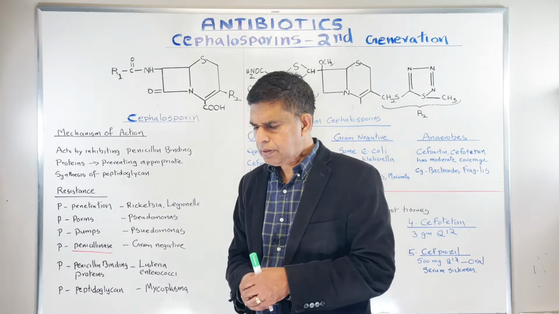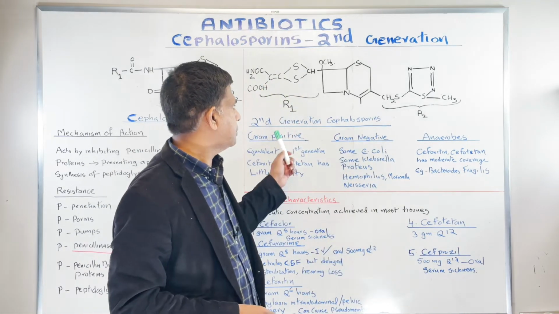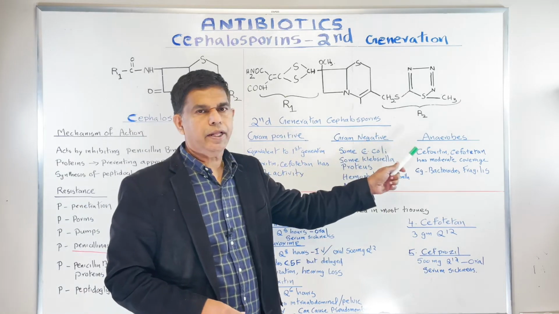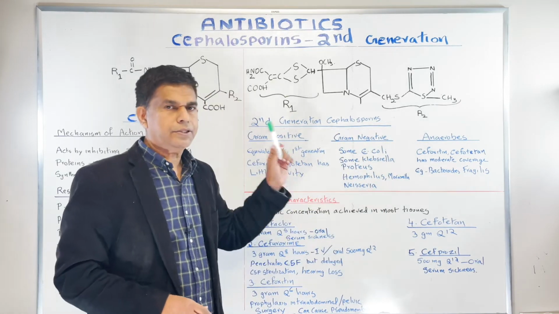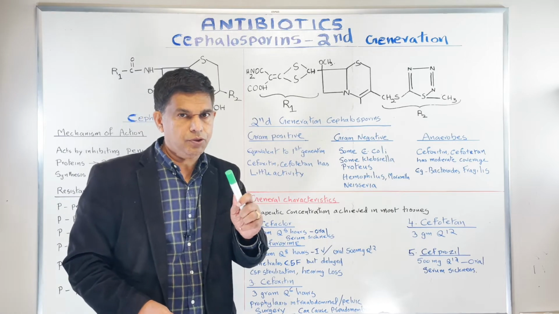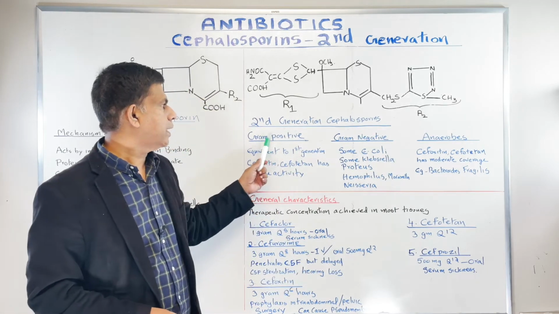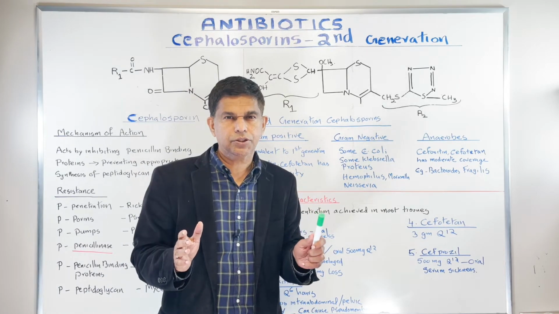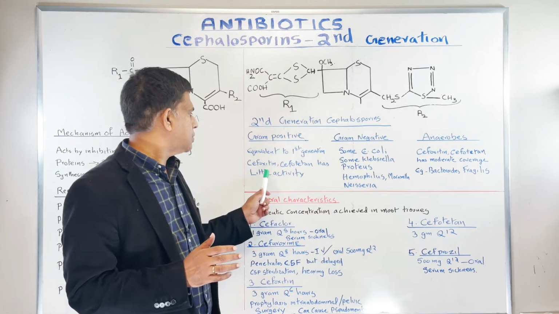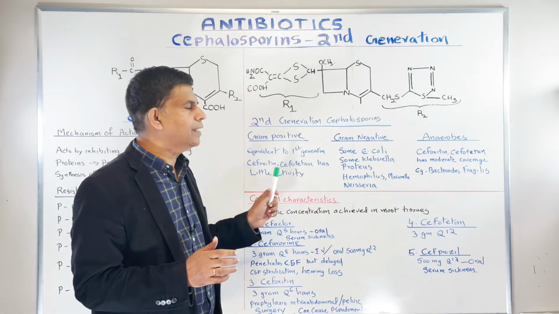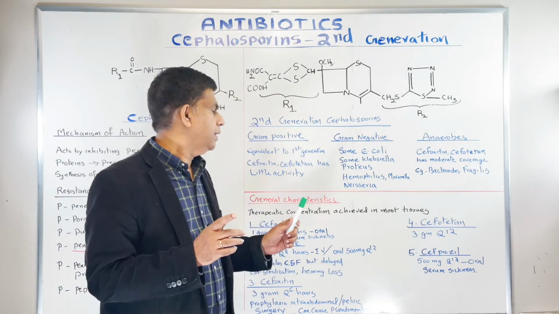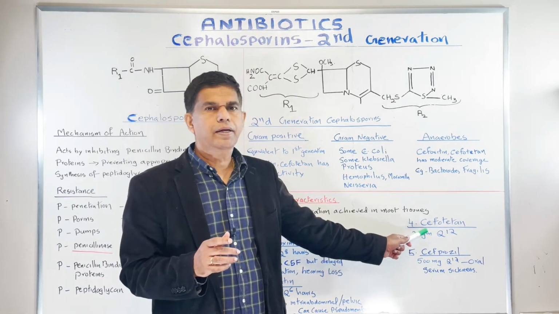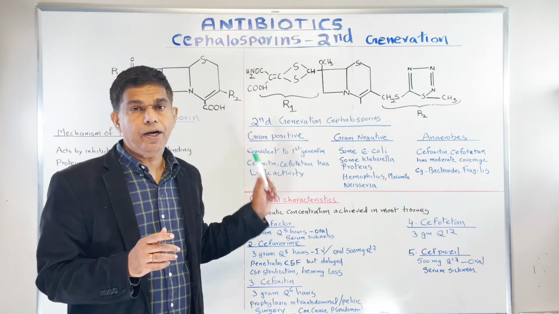Okay? Now let's look at some of the coverage. There's gram-positive, gram-negative, and anaerobic coverage we need to know, right? We are talking about second generation cephalosporins here. Okay, let's look at the gram-positive. It does have coverage similar to the first generation cephalosporin. And cefoxitin and cefotetan have little activity. Remember that, two drugs, cefoxitin and cefotetan, have less gram-positive activity.